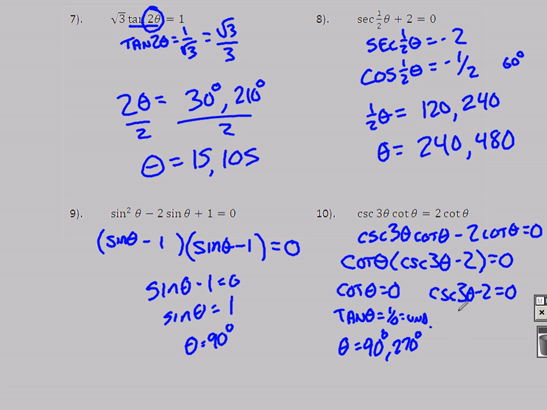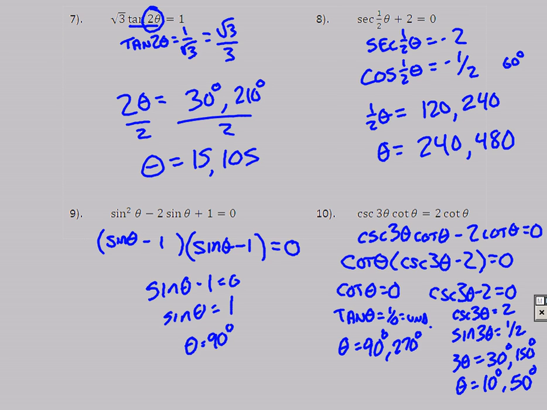For this one here, we're going to say cosecant of 3 theta equals 2. I don't like it to be cosecant, so I'm going to change it. It goes with sine. So sine of 3 theta equals 1/2. Sine equals 1/2 at angles of 30 degrees, and then in quadrant 2 would be 150 degrees. So that means 3 theta equals 30 and 150. To get theta by itself, I'm going to divide by 3. So I'll have 10 and 50 as my final answers here.